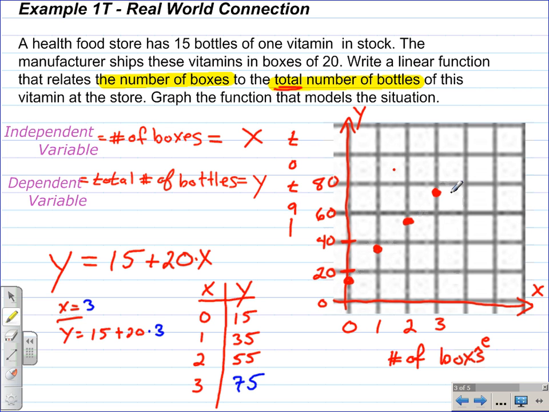The decision we need to make now is, should we or shouldn't we draw a line through it? This tends to be a discrete situation, where the number of vitamins in the store, when the order comes in, would be modeled by a discrete situation. But after a discussion in my class today, we decided that this could be continuous, because you could have part of a box in there. If you have 15 out of 20, you have a part of a box.